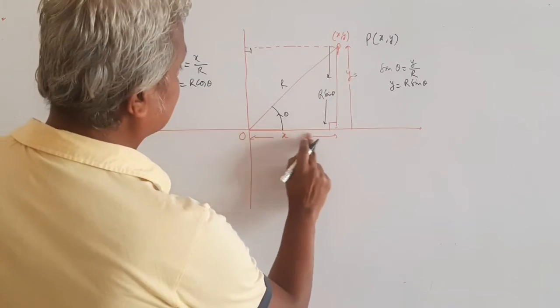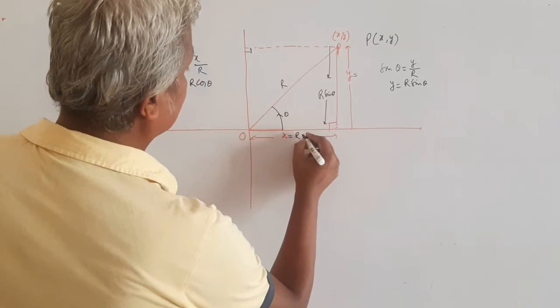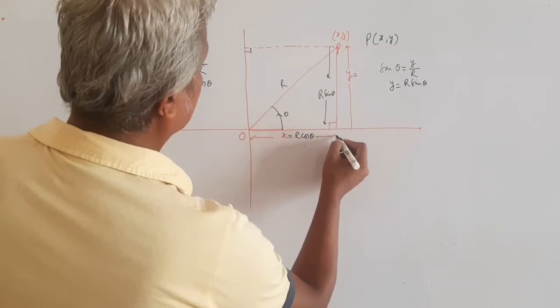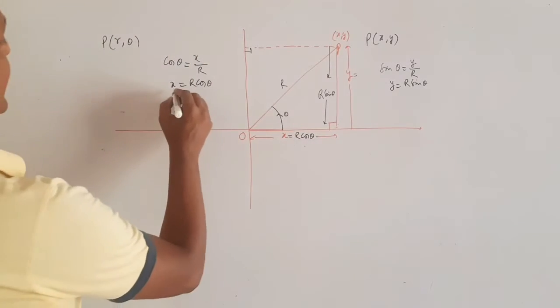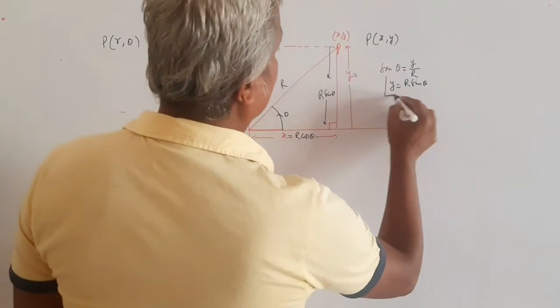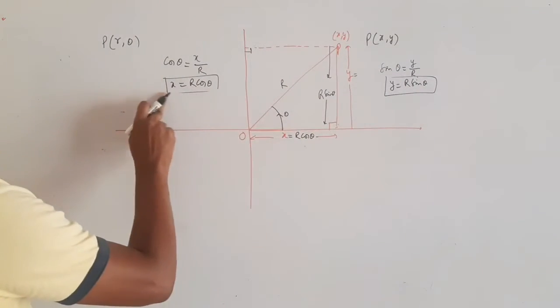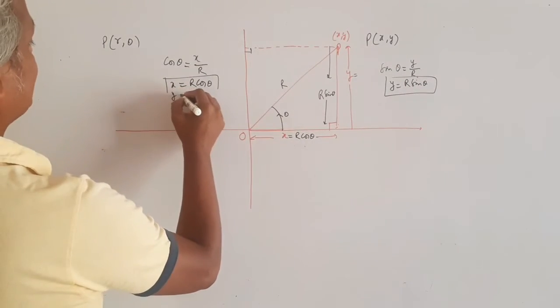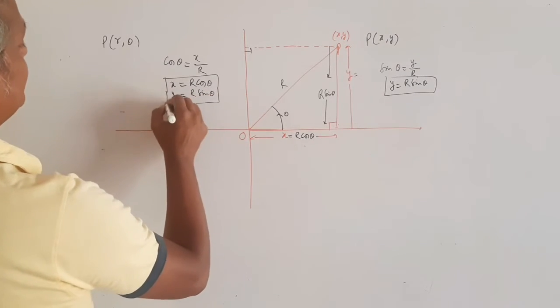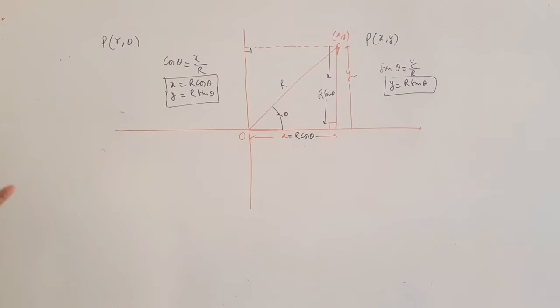So the relation between them is x is r cos theta and y is r sin theta. You can write them together: x is r cos theta and y is r sin theta. This is how this whole thing works. Now with the help of some examples, I'll try to convert one system into another system and vice versa.